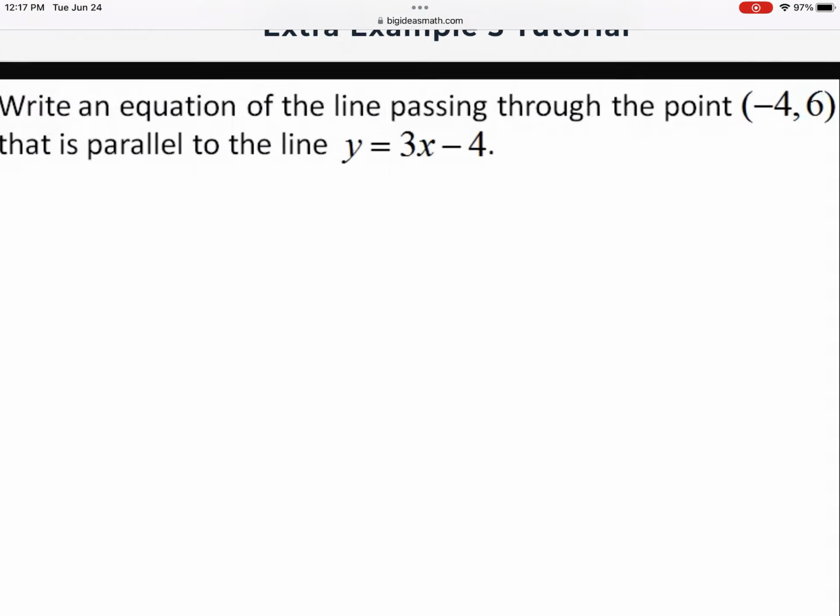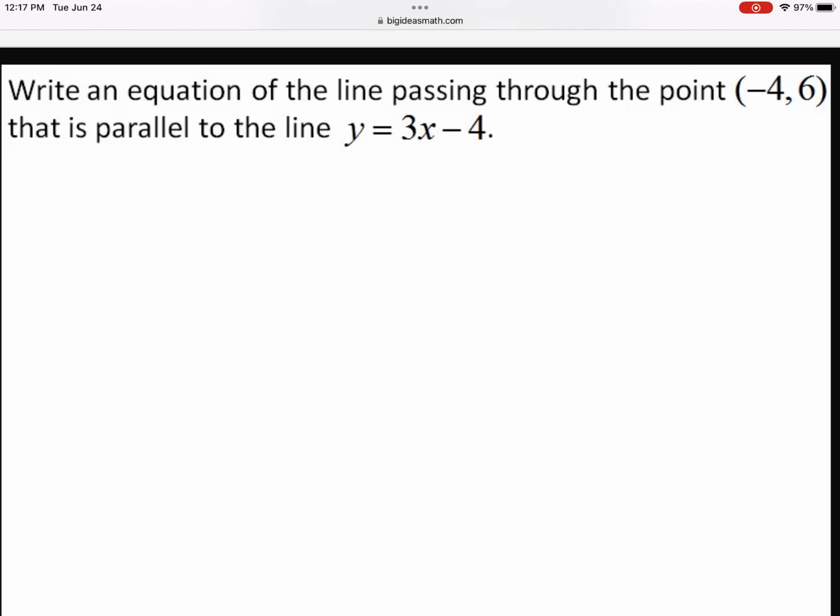Write an equation of the line passing through the point -4, 6 that is parallel to the line y equals 3x minus 4. The slope of your line is m equals 3 because parallel lines have the same slope. Use the slope-intercept form to find the equation of your line.